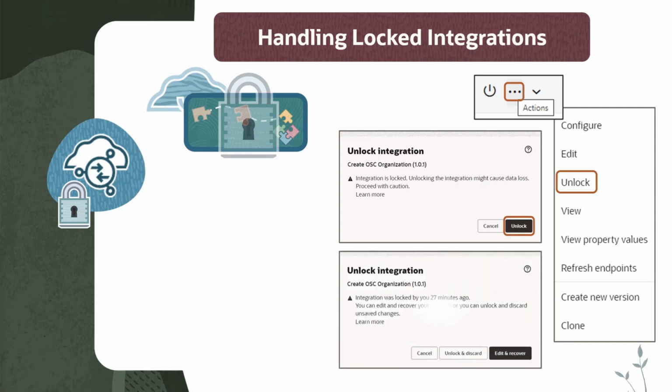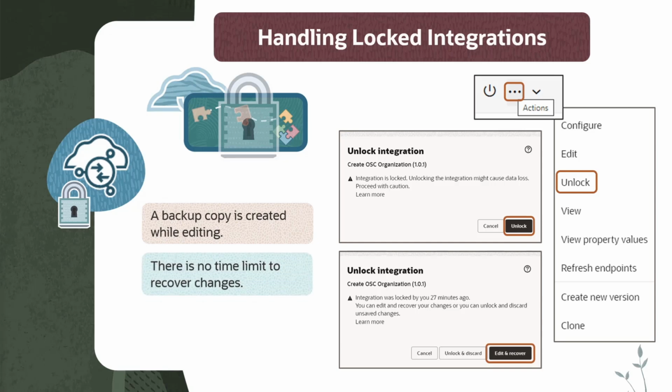However, if there are unsaved changes, the dialog box will offer two choices. You can either unlock the integration discarding any of those changes, or choose to re-enter the integration design canvas and attempt to recover those changes. You see, as you're editing an integration, a backup copy is created whenever you complete a task, such as configuring an action, deleting an Invoke connection, configuring business identifier tracking, or defining global faults. Now, the good news is there is no time limit in which you need to log back in and recover your changes.